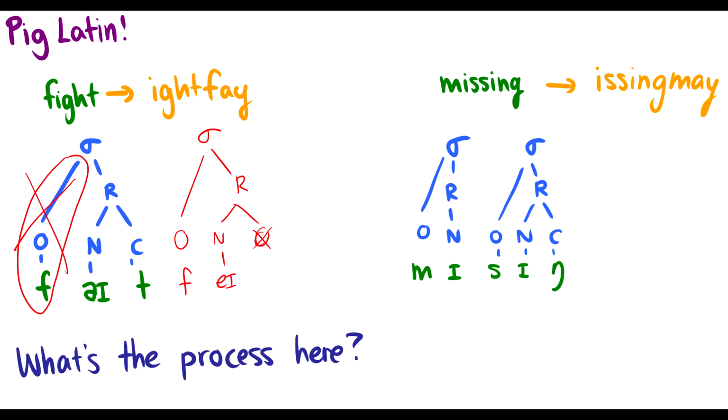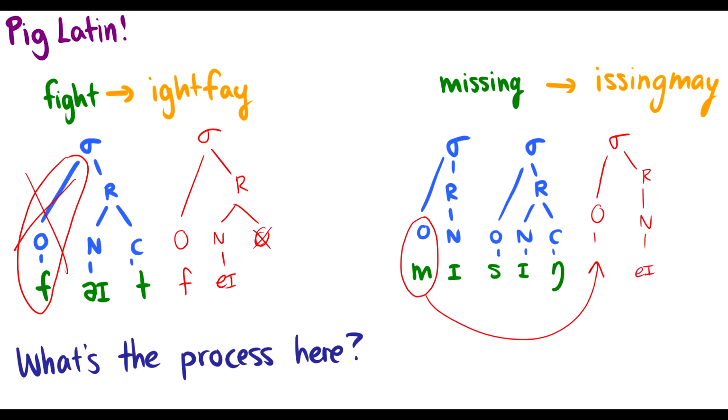What about in missing? Well, first we add the third syllable, we break it up, the nucleus is going to have A in it, and this onset here simply moves over here, it gets deleted, so issing-may. So that's the process here. We take the first onset, we create a new syllable at the very end, we make its nucleus A, and then we move the old first onset into that last syllable as that syllable's onset. So we have this here.